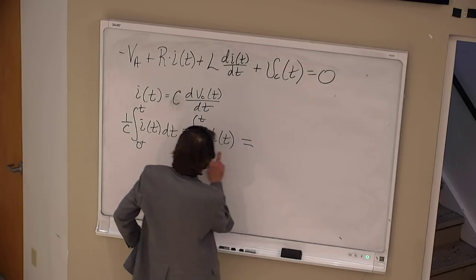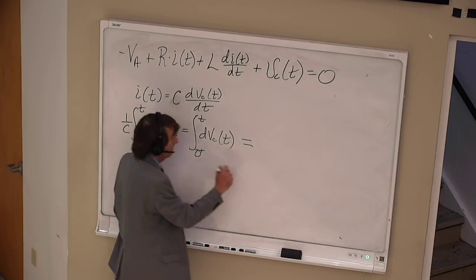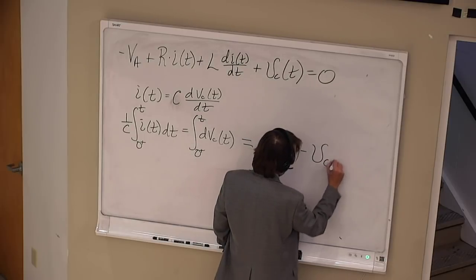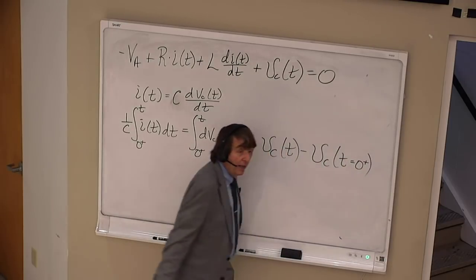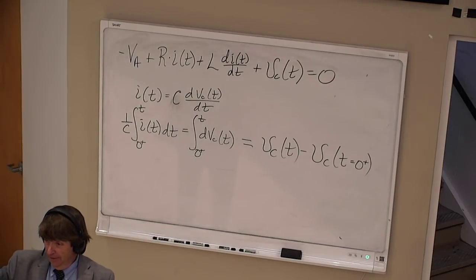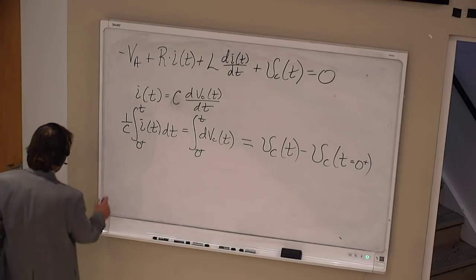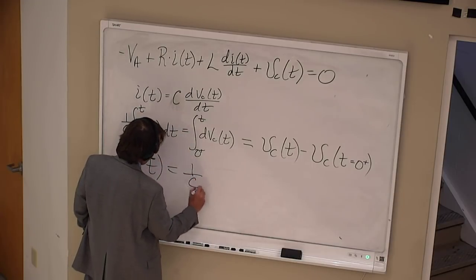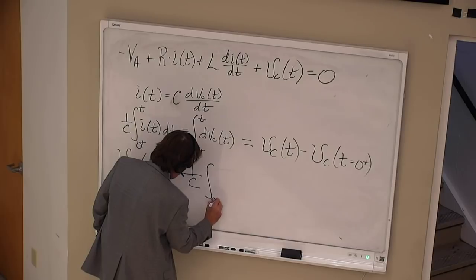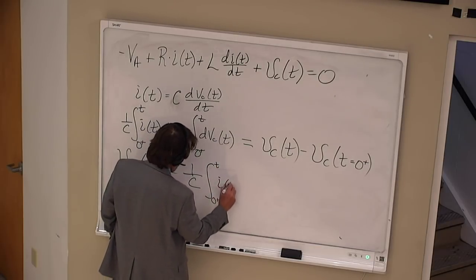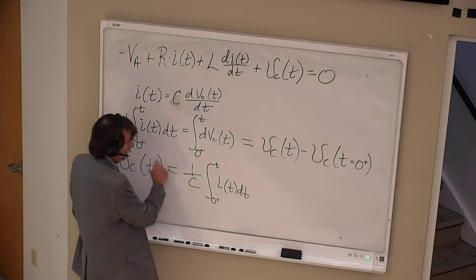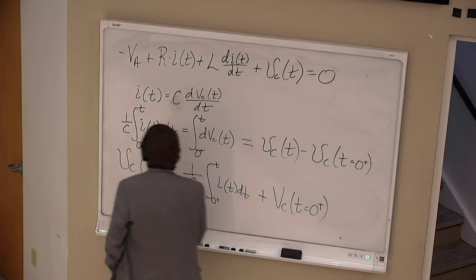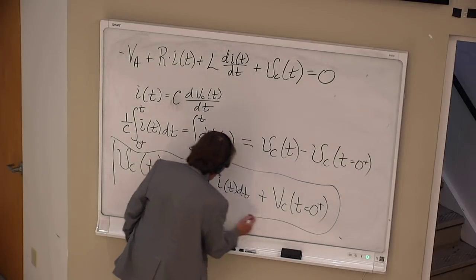So here, the integral of a differential is a differential evaluated at the upper limit minus the differential evaluated at the lower limit. So what I now get is V sub c of t equals 1 over C, the integral from 0 plus to t of I of t dt, plus V sub c at t equal 0 plus. Let me stop. It's important you got it down to here.